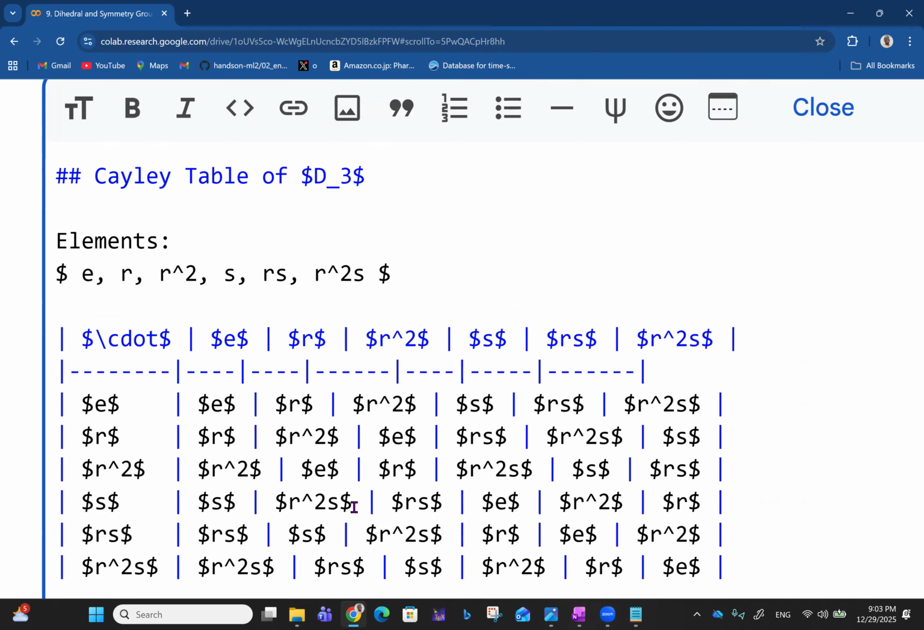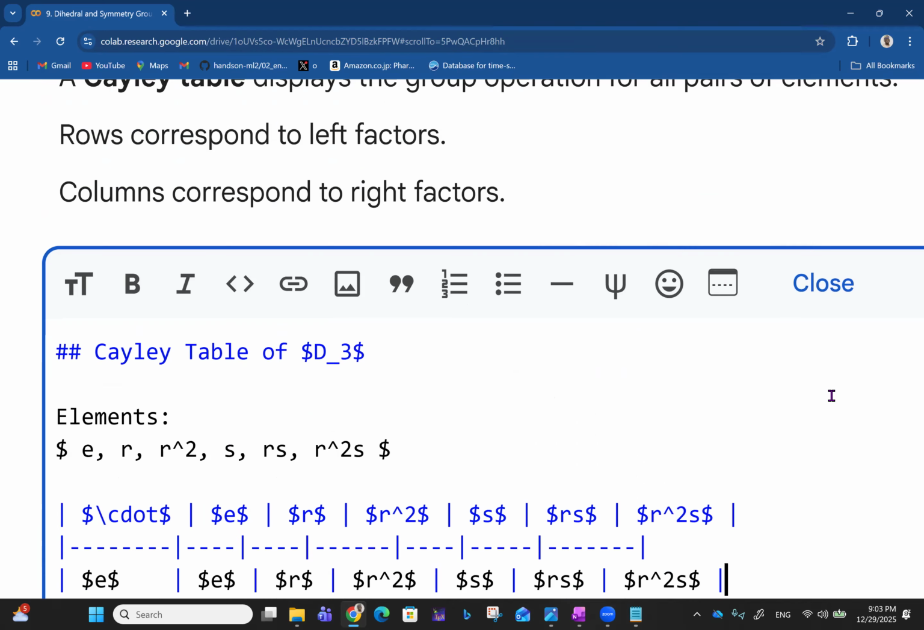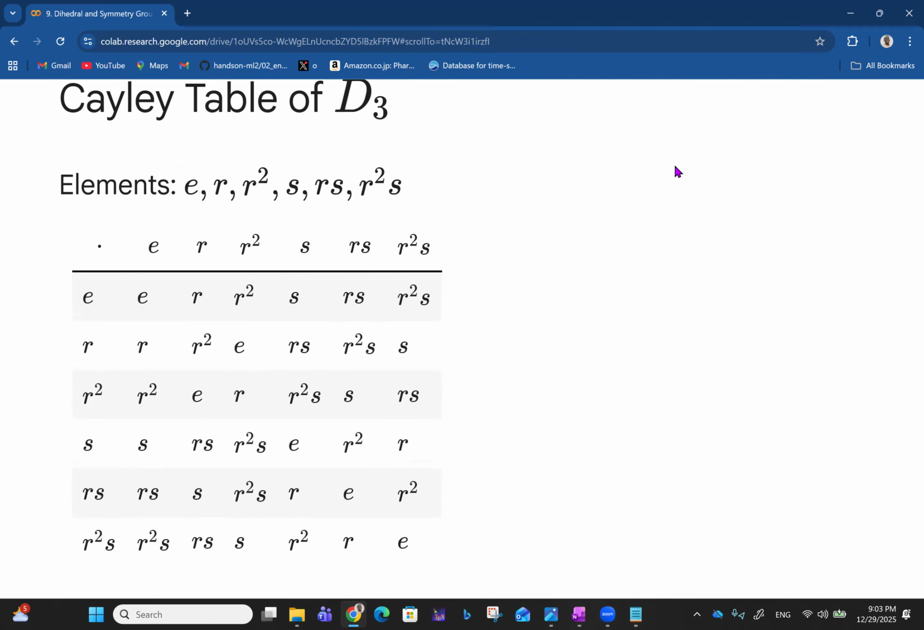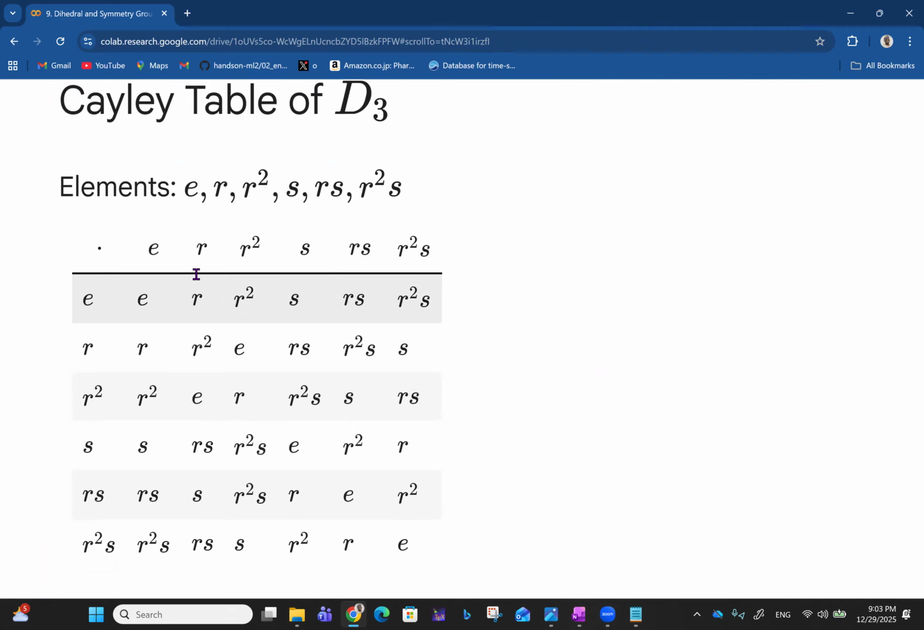Let's see. So s times e is s, of course. S times r should be rs, yes. Then s times r^2 should be r^2s. Then s times s, I think this should be fine now. So I think this should work now. So again, se is s, sr is rs, sr^2 is r^2s. Yeah, now that makes sense.